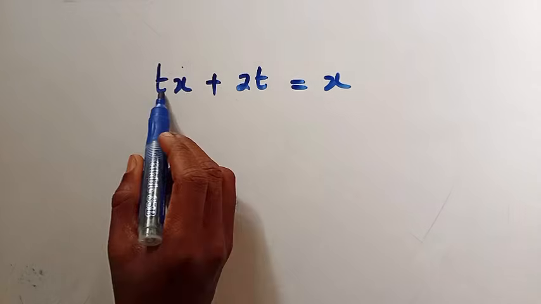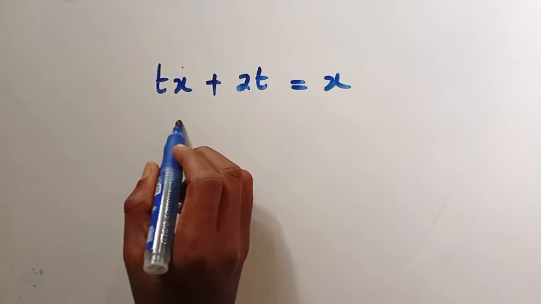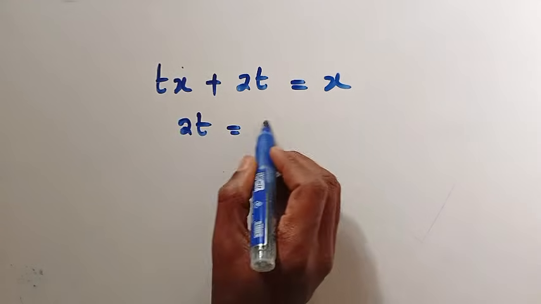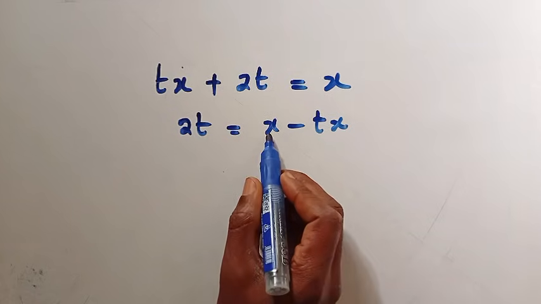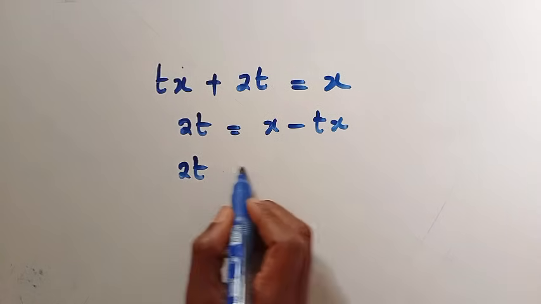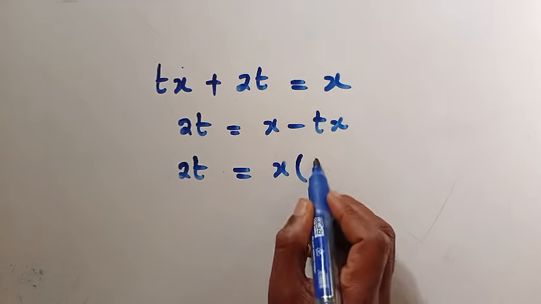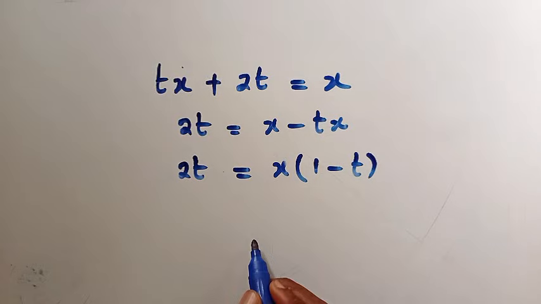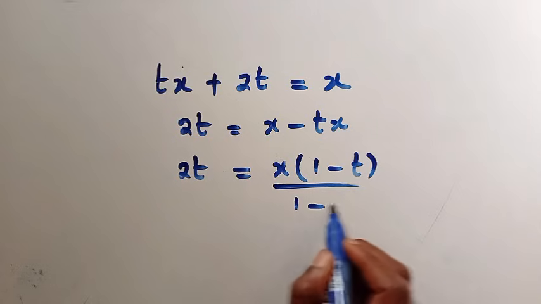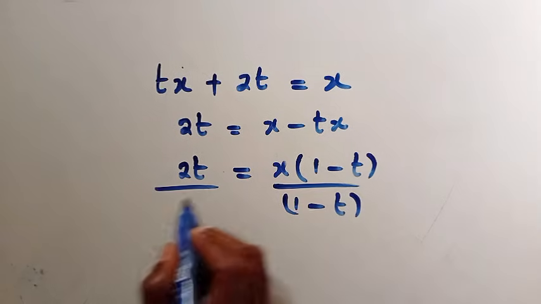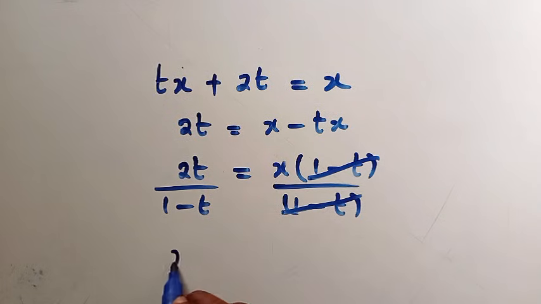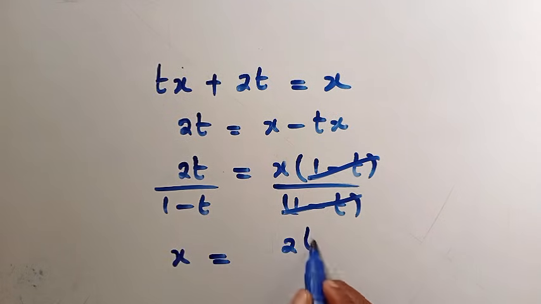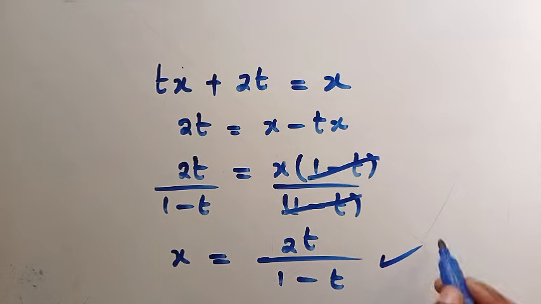Let's move tx to the other side. We have 2t equals x minus tx. So factoring out x, we have 2t equals x into bracket of 1 minus t. By dividing both sides by 1 minus t, the 1 minus t cancels, and therefore we have x equals 2t divided by 1 minus t. So this is another step.